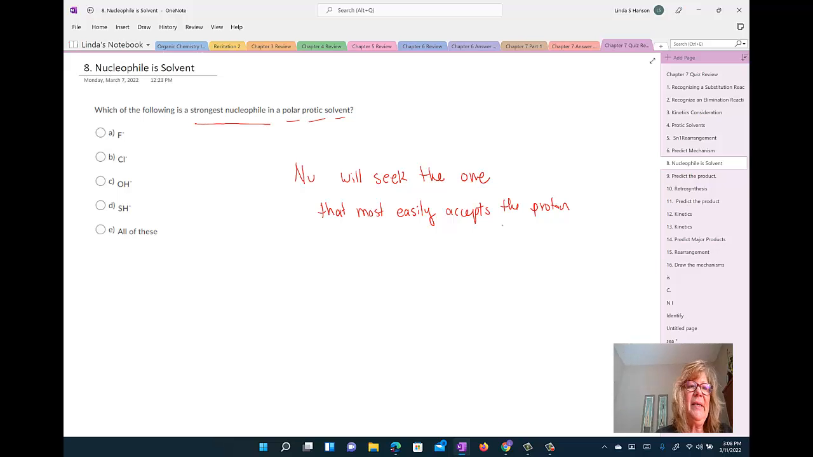So what does that mean? Think about what fluoride would look like if it accepted the proton. It becomes HF, HCl, HOH, and we could just write this H2S, or all of these. Which one of those would be the strongest acid? The strongest acid would be the one that most easily accepts the proton and distributes the charge.